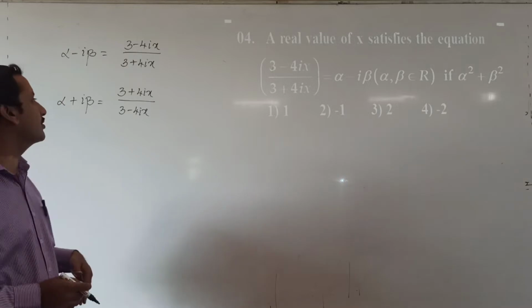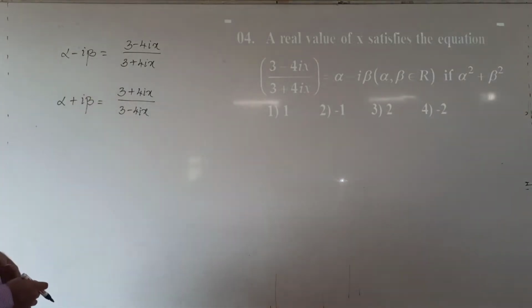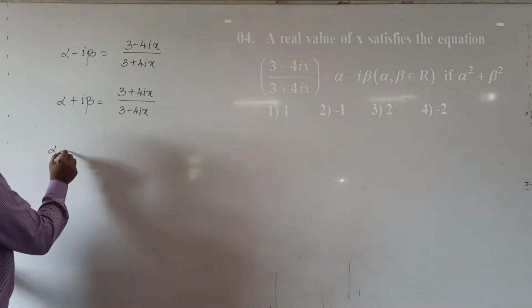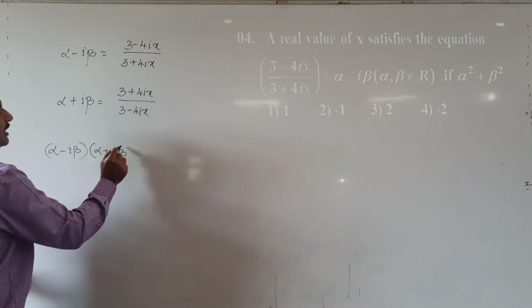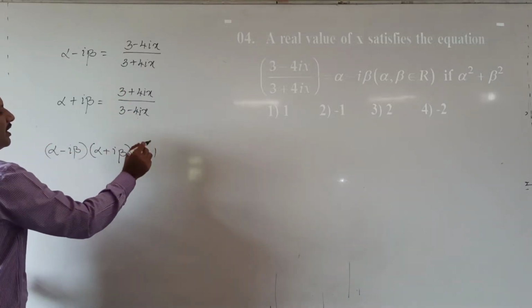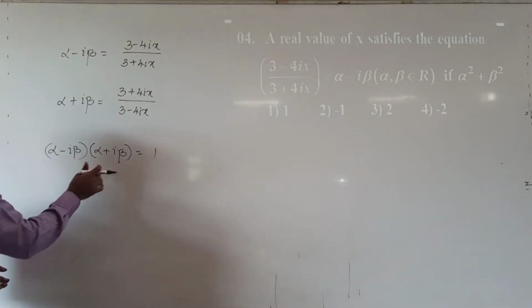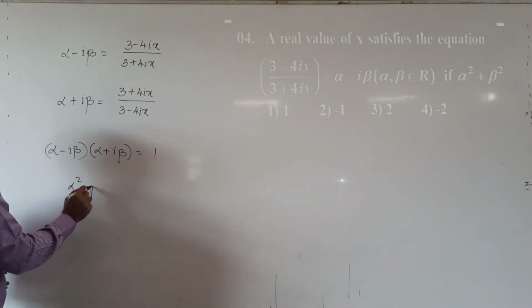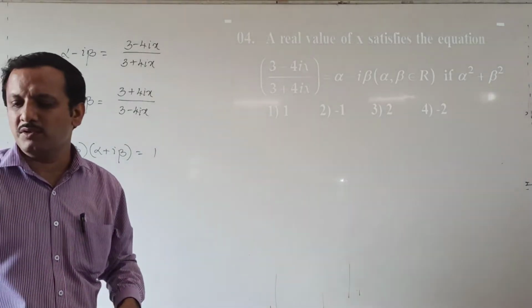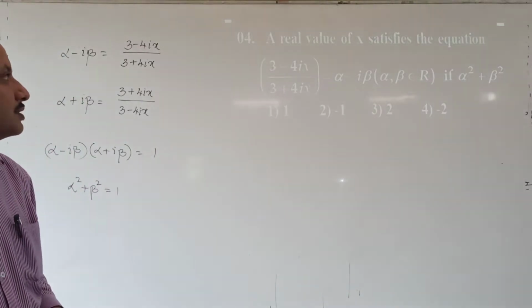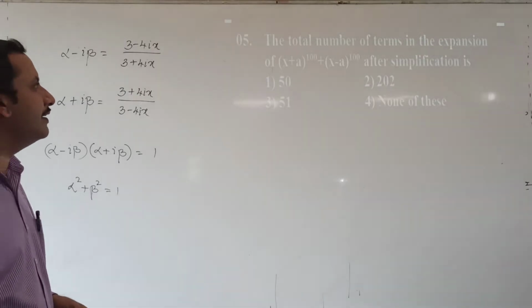So I will multiply these two equations. If I multiply alpha minus i beta into alpha plus i beta, the product on the right side will become 1, since these two get cancelled. Alpha minus i beta into alpha plus i beta will give you alpha square plus beta square. So alpha square plus beta square is equal to 1. First option.